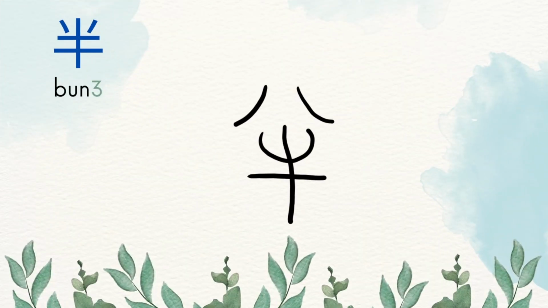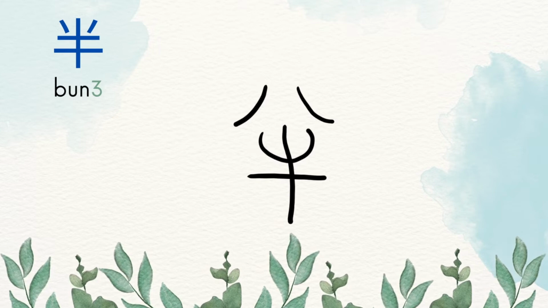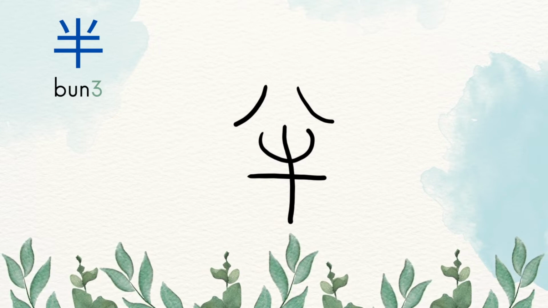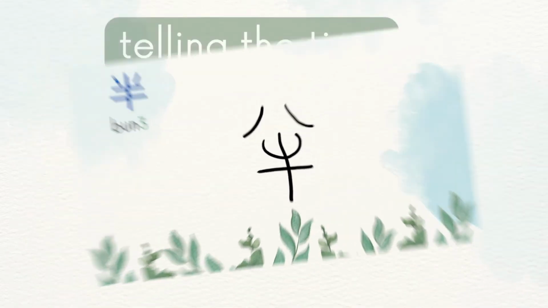In ancient times, the character 半 looks like this. The top part means to divide something. The bottom part represents a cow. The whole character means half.